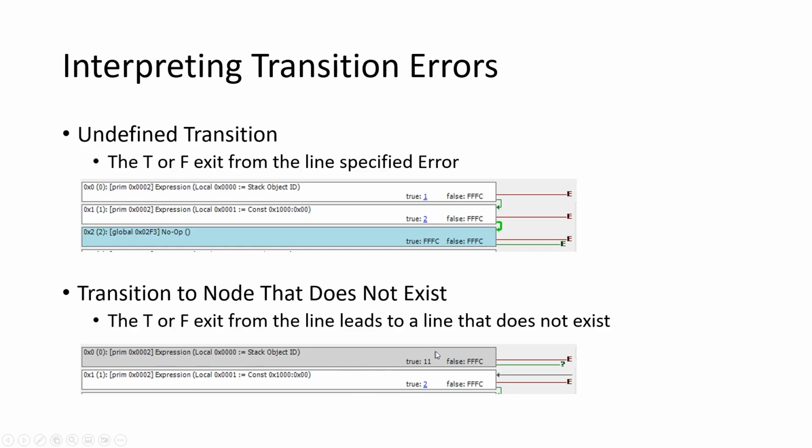In this case, my true should have gone to 1, and I double typed 1 and it's trying to go to 11. Line 11 doesn't exist, and you'll get that transition to mode that does not exist.